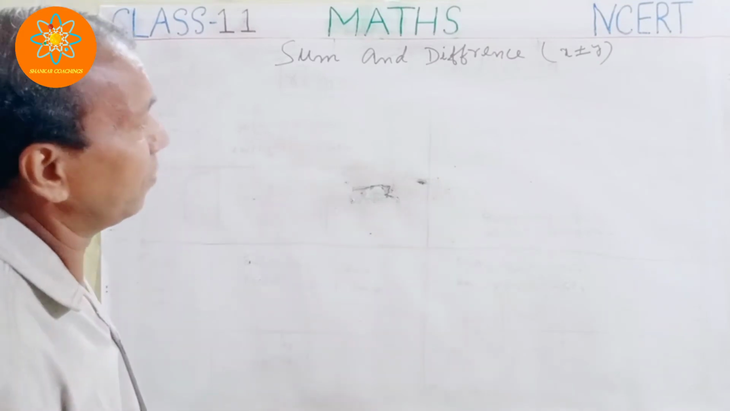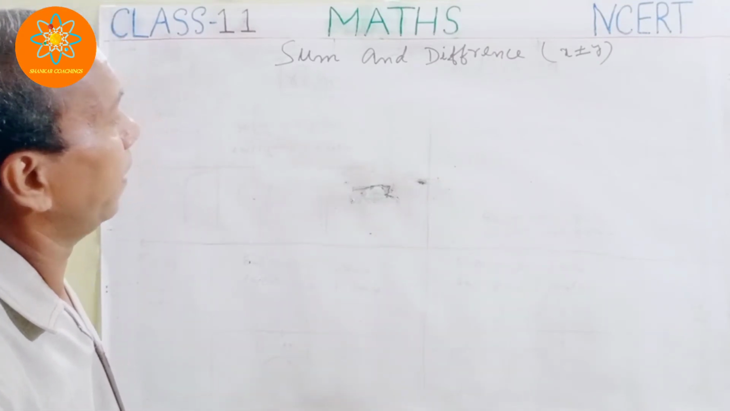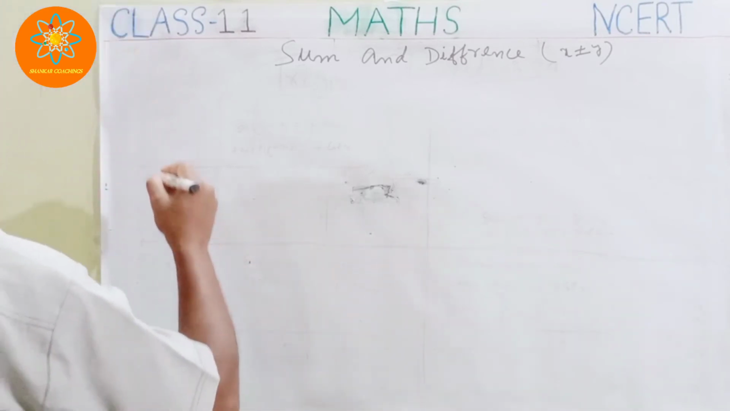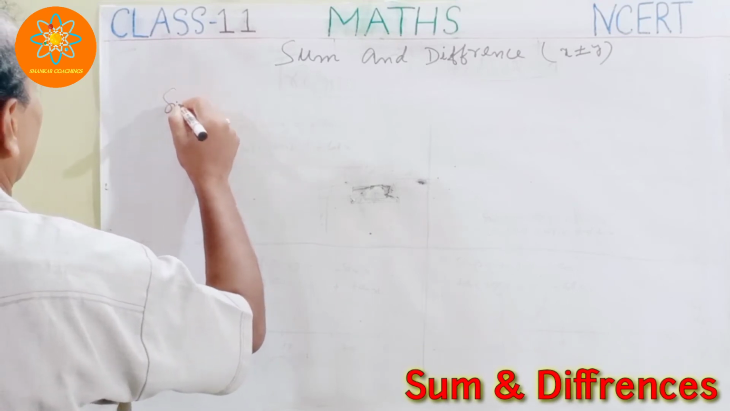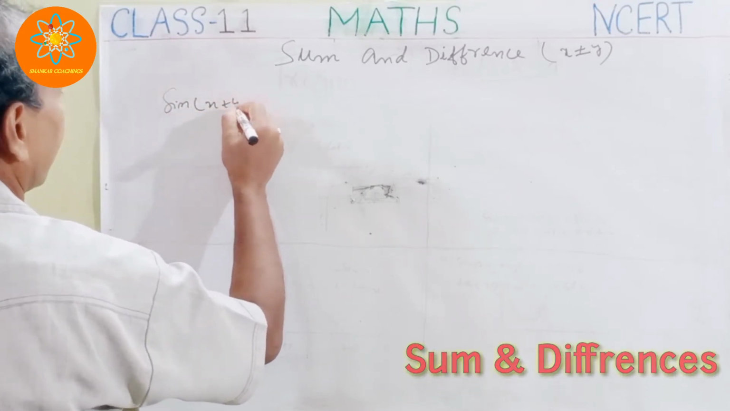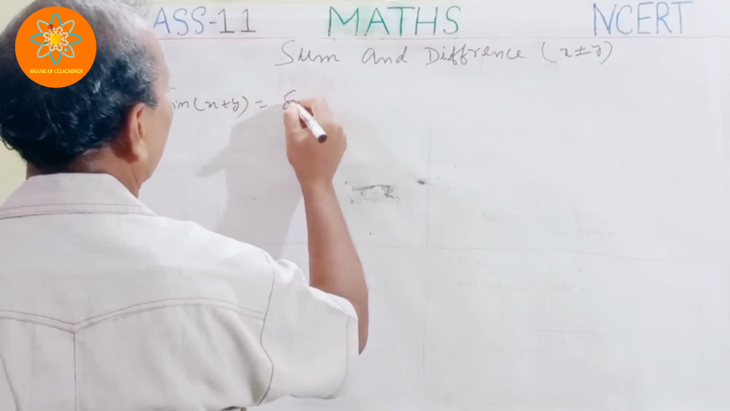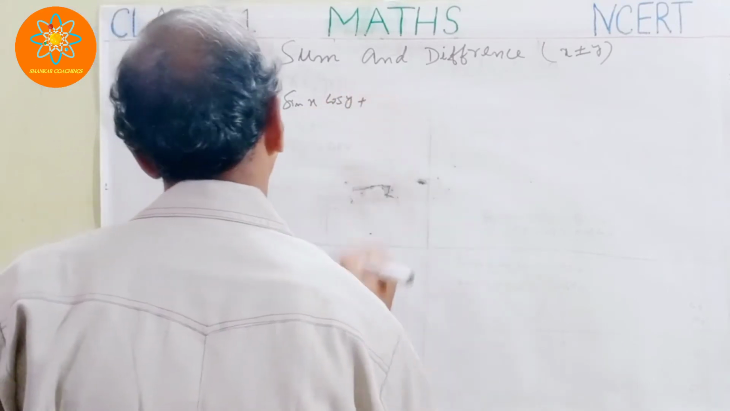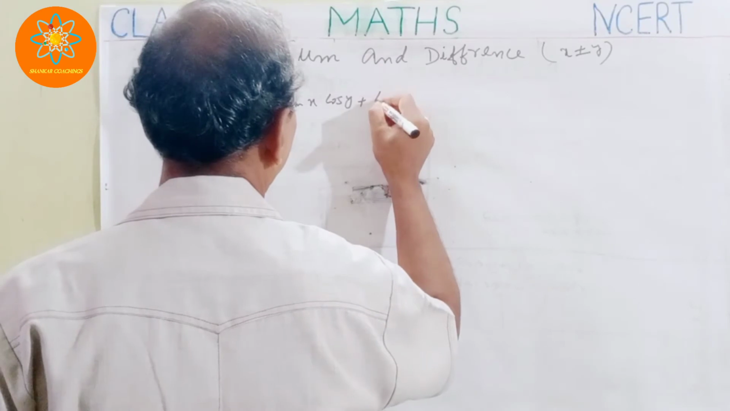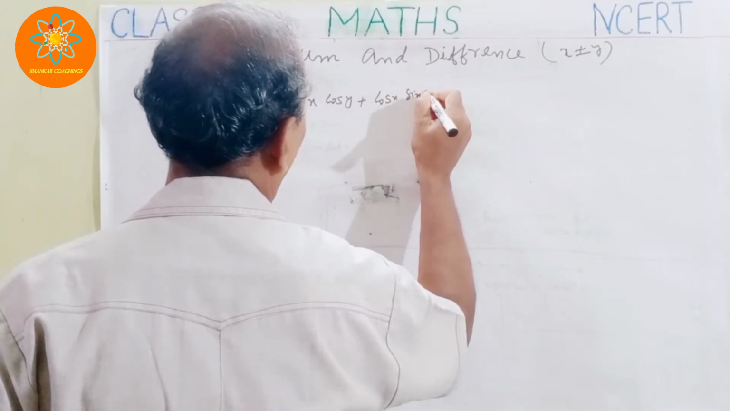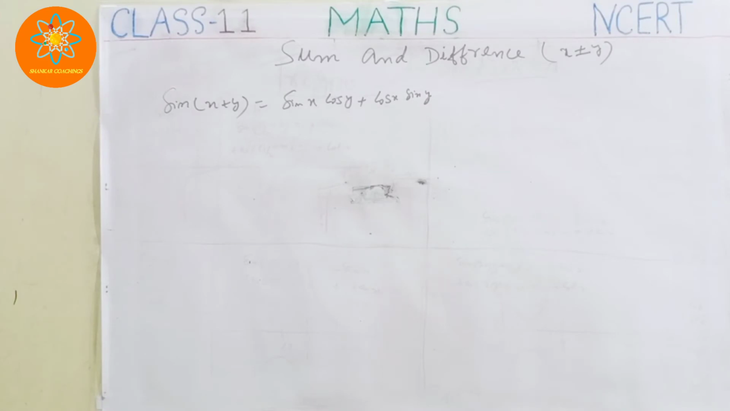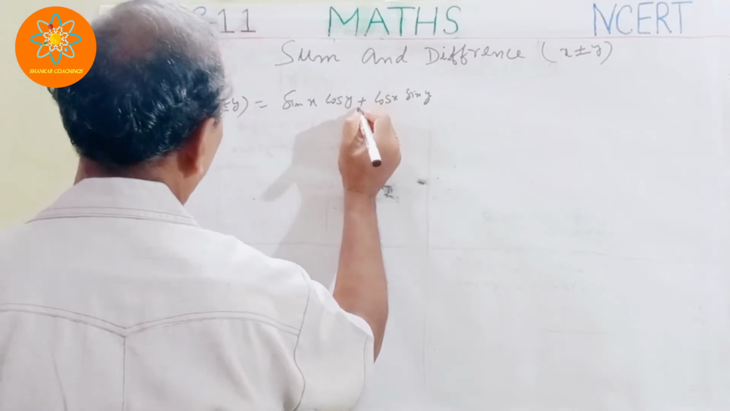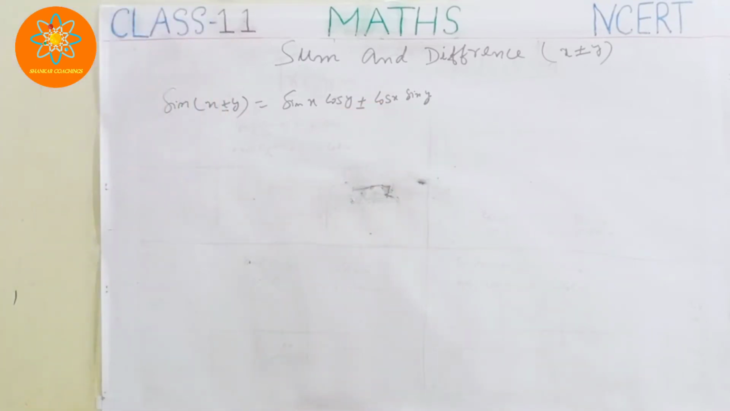Now we'll see the sum and difference formulas, that is x plus y and x minus y, one by one. So I am starting with sine(x plus y). This is equal to sine x cos y plus cos x sine y. Similarly, what is the value of sine(x minus y)? If I change the sign to minus, this sign will also be minus.